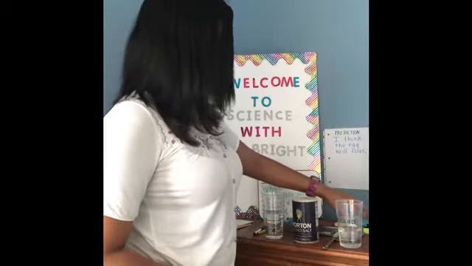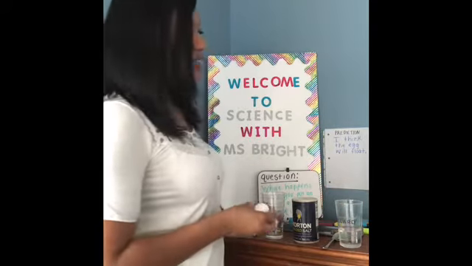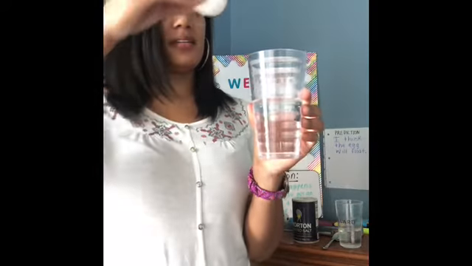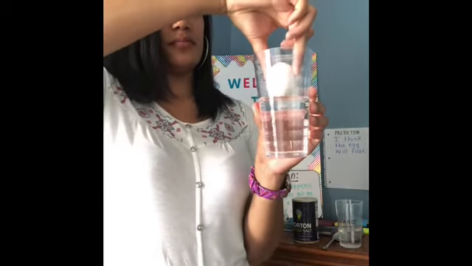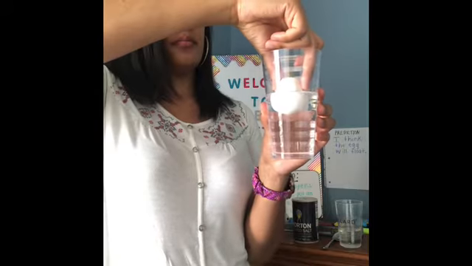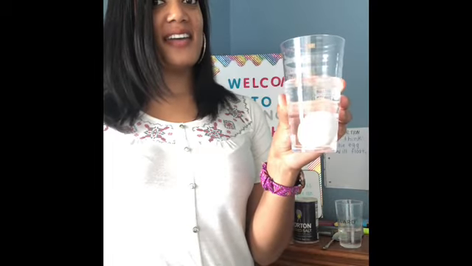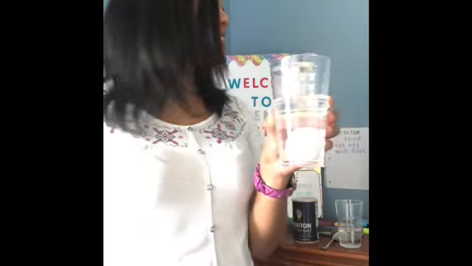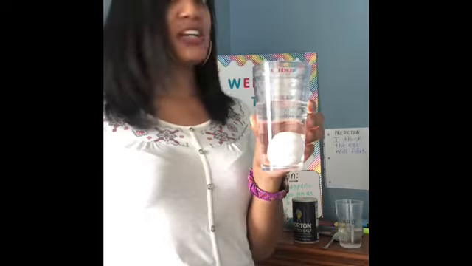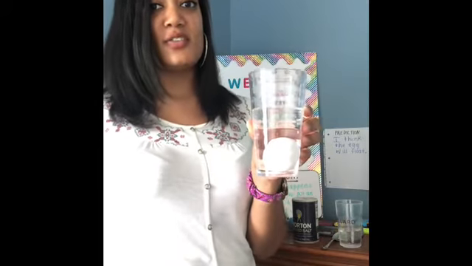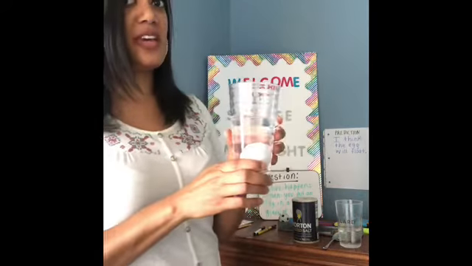Step number 2 says place egg into the water and observe. So I am going to go ahead and put the egg in the water. So make sure you're watching closely. All right, so we noticed that the egg sunk. Step number 3 says stir in lots of salt. So this is the part that's going to be interesting.